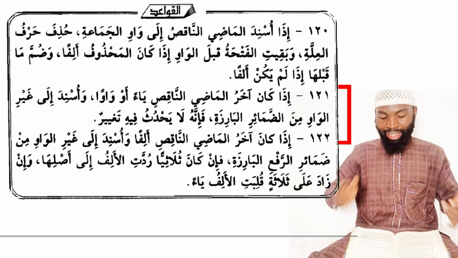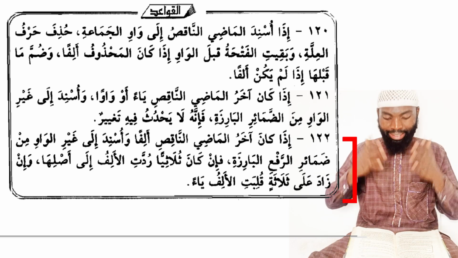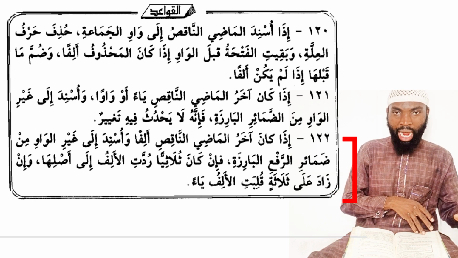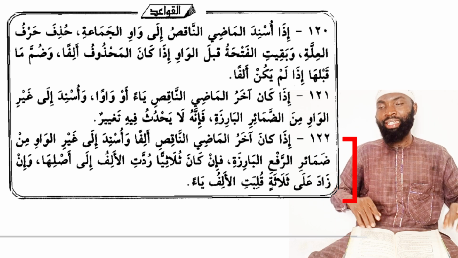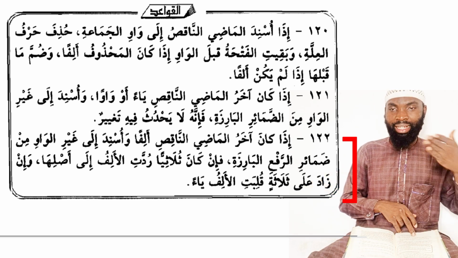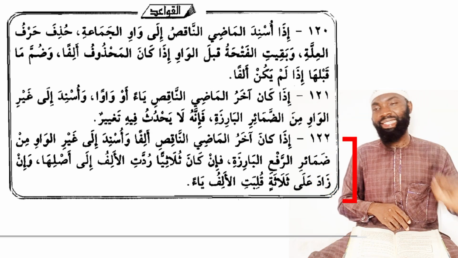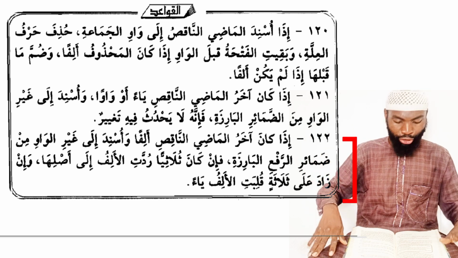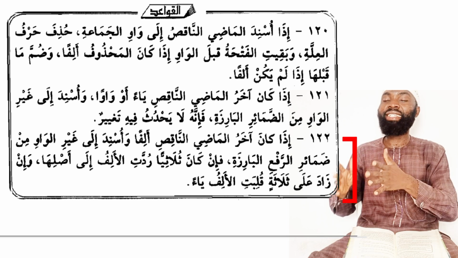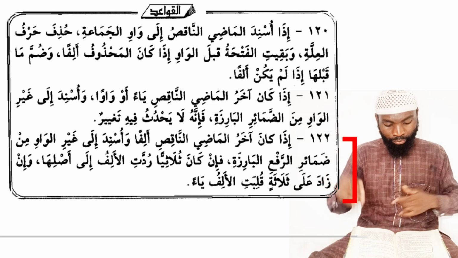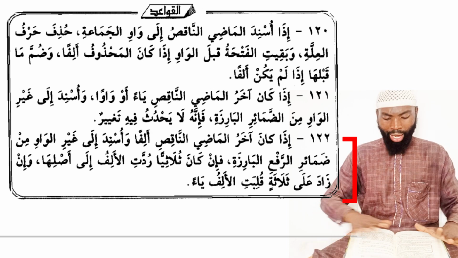The last rule says إذا كان آخر الماضي الناقص ألفا. If the last letter of a past tense verb is alif, وأسند إلى غير الواو, and it is attached to other letters that is not wa, من ضمائر الرفع البارزة, from among these pronouns, فإن كان ثلاثيا, if this verb is a 3-letter verb, ردت الألف إلى أصلها, the alif is returned back to its origin of either wa or ya. وإن زاد على ثلاثة, and if this word is above 3 letters, قلبت الألف ياء, the alif is simply turned to ya.